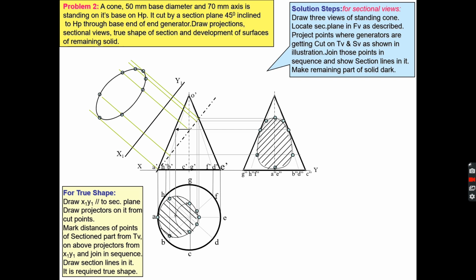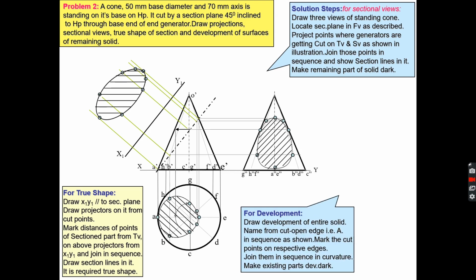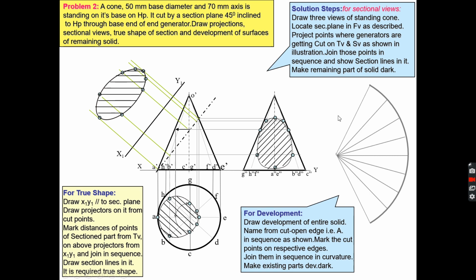Now the next part is the development of the surface. So this is your cone, and for that you have to draw a sector of the circle. For that you have to determine the angle theta. After determining the angle theta, you can easily draw the sector of the circle. And this is all the surfaces, because I am dividing the circle into 8 parts. This 1, 2, 3, 4, 5, 6, 7, 8. You divide the sector of the circle into the 8 equal parts.